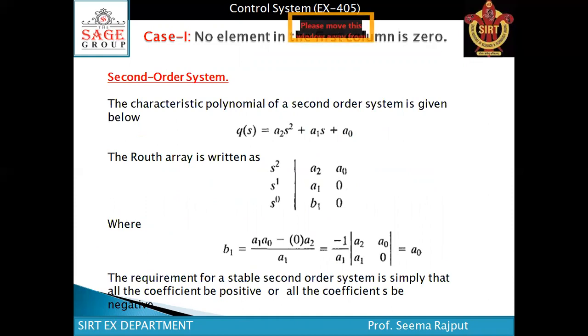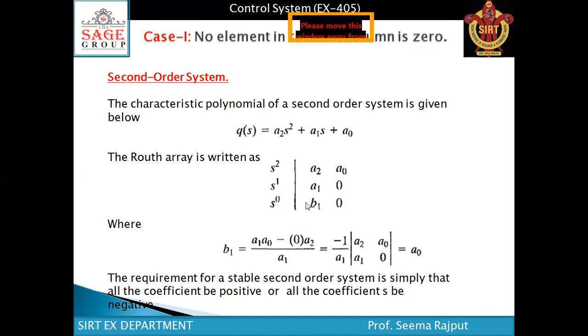So we consider one example, a second order system. The characteristic polynomial of a second order system is given below: a2 s square plus a1 s plus a0. The Routh array is written as s square, s1, s0. So we have to put here the polynomial coefficients a2, a0 and a1, and there is no element, so we have to put 0 here.